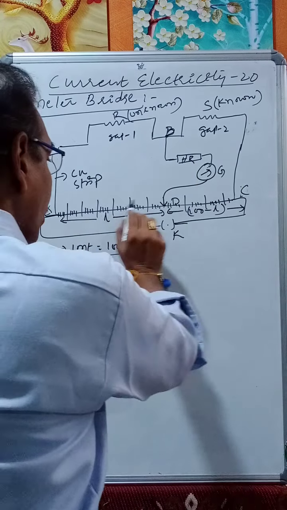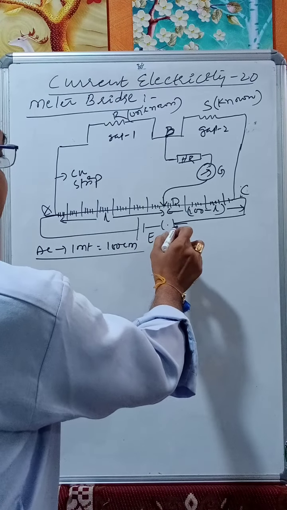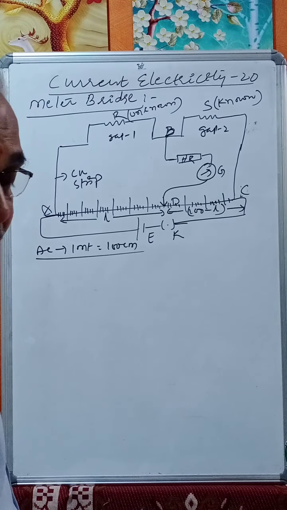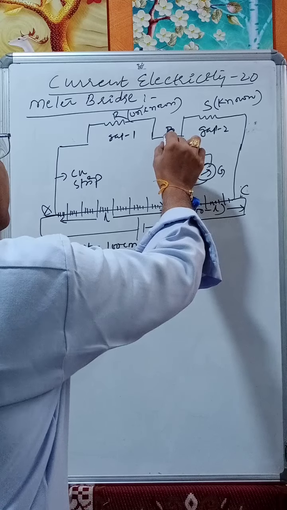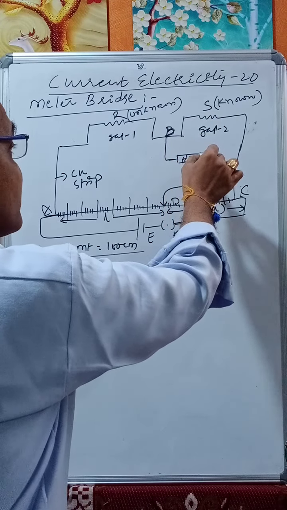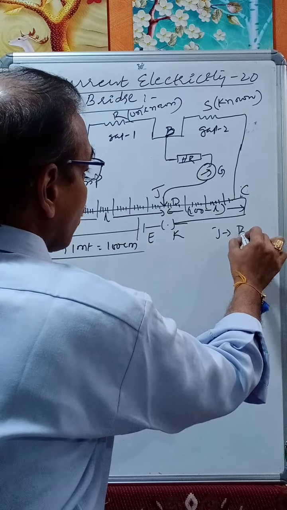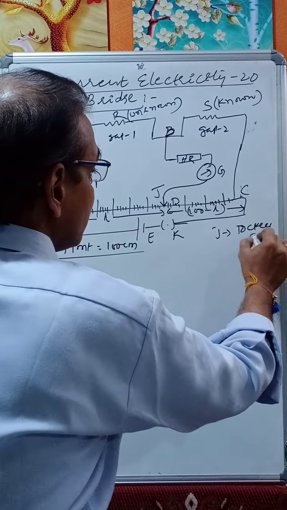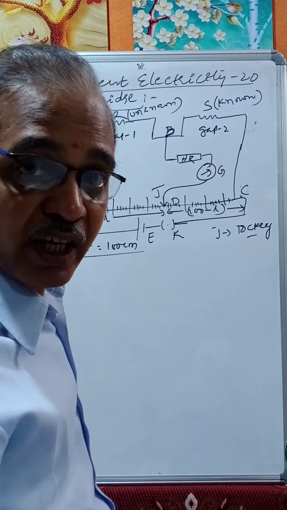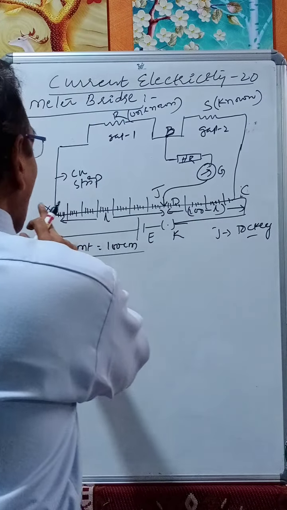Now this is a wire of 1 meter length to which a battery E and a plug key K are connected. Between the junction of these two resistors, a high resistance, a galvanometer and a jockey J are connected. J is called the jockey, which has a knife edge which can run down this 1 meter wire.